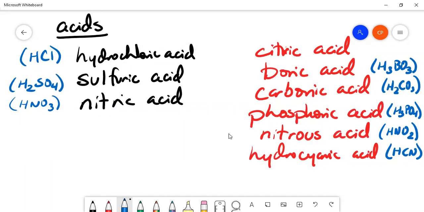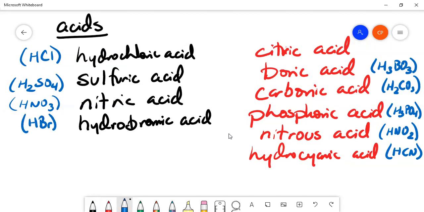Hydrochloric. What's below chlorine on the periodic table? You may look up a periodic table if you've got it to see. Yeah, HBr, hydrobromic acid.